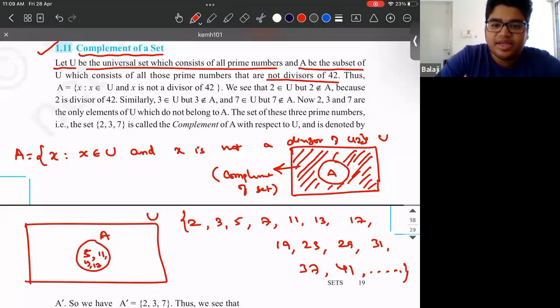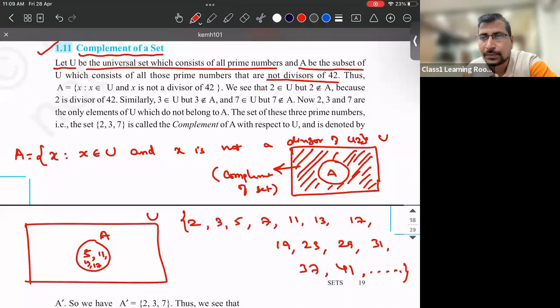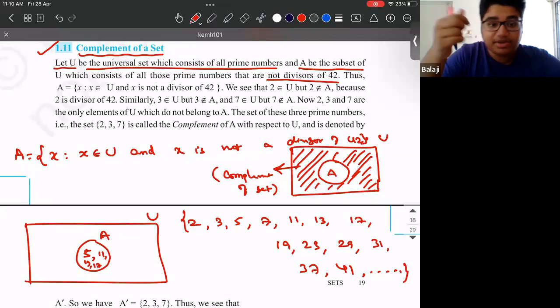Sir, I didn't understand the statement. A is the subset of U which consists of all those prime numbers that are not divisors of 42. They are telling that the subset A contains all the prime numbers which are not divisors of 42. In that case, A contains the divisors of 42, right? No. A itself is a subset. A is a subset of U. U is a bigger set. A is a subset of that. Oh, okay, sir. I got confused.